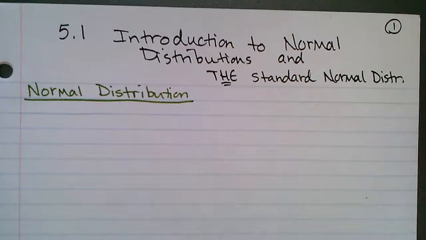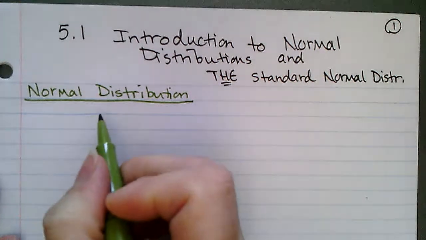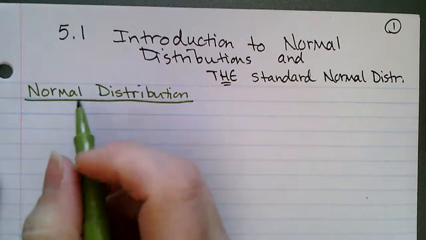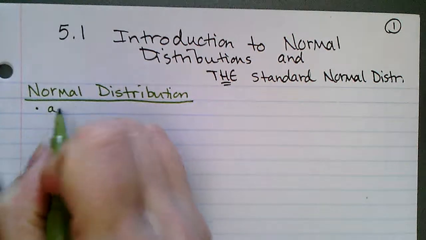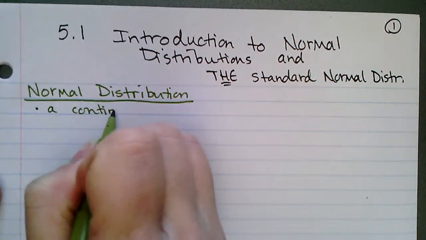Section 5.1 is an introduction to normal distributions in general and the standard normal distribution, which is the one that we'll work with most after this chapter's over. So a normal distribution is a continuous probability distribution.